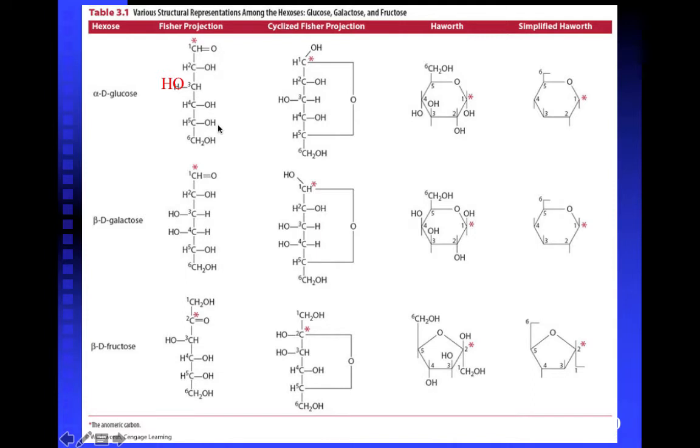Now what this is showing is going from the Fischer projection to a cyclized form into a form that we can call the Haworth, and then the simplified Haworth. I'm fine if you memorize these as either simplified or Haworth. When you do that, though, be consistent. So in other words, if you draw the simplified Haworth form, then you have to realize that the end of this straight line for us is a hydroxyl group. So make sure you put the lines in the right place and in the right direction.